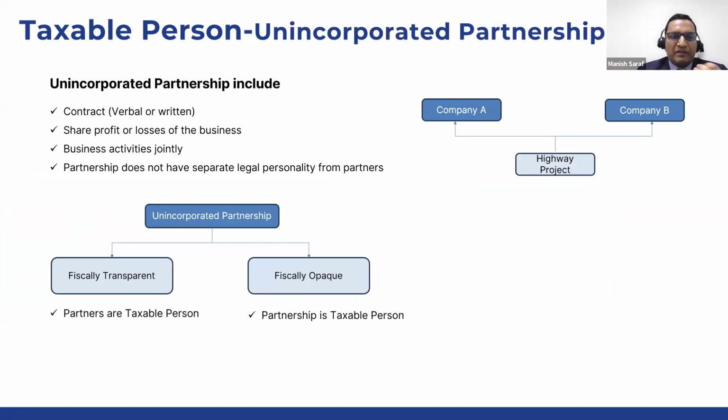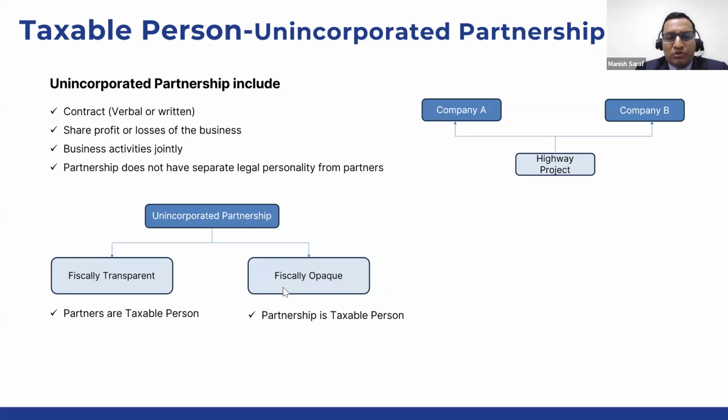Now, in case of an unincorporated partnership, the common example is, if you have two partners, A and B, they come together for a particular project, a highway project or any infrastructure, or mostly any building property project they're investing in together. In that case, it's an unincorporated partnership.